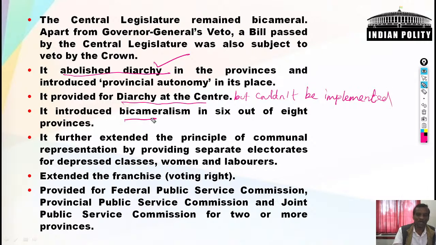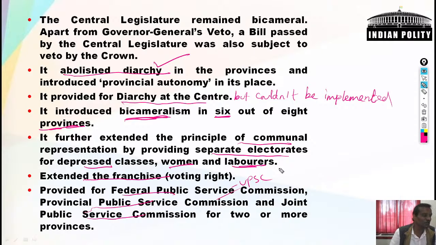Okay, introduced bicameralism at 6 out of 8 provinces, like Bombay, Madras, that is also your Punjab. Okay, so there were provinces and bicameralism was in NWFP. It further extended the principle of communal representation or separate electorates for women, depressed classes and laborers. It extended franchise to other categories of people, provided for a federal public service commission, provincial public service commission, joint public service commission, that is called UPSC now. Okay, so these are the things about it.